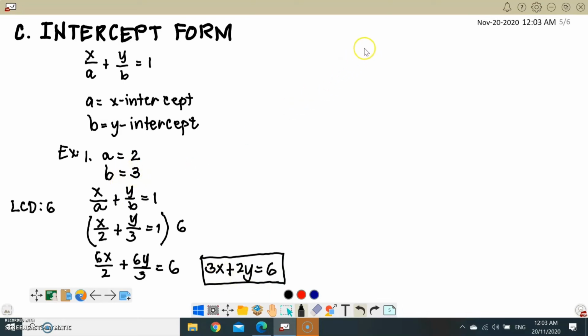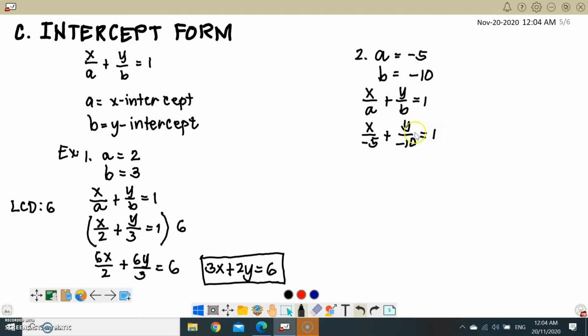So let's try one more. So we have here number 2. X-intercept is equal to negative 5. Y-intercept is equal to negative 10. Now find the equation of the line. Using the formula x over a plus y over b equals 1, we substitute the values of a and b, or x-intercept and y-intercept. X over negative 5 plus y over negative 10 is equal to positive 1. So we multiply the whole equation by the least common denominator, which is equal to negative 10.